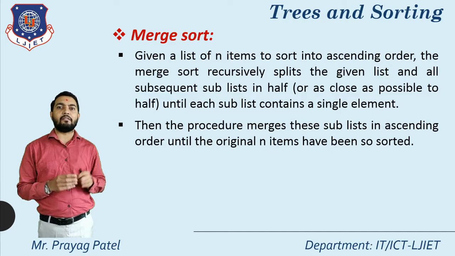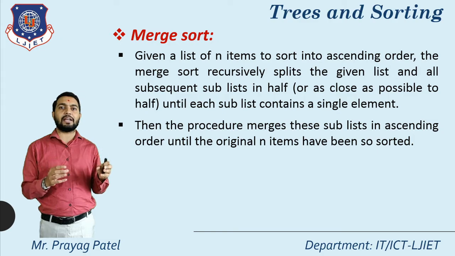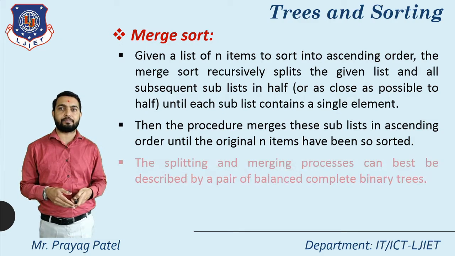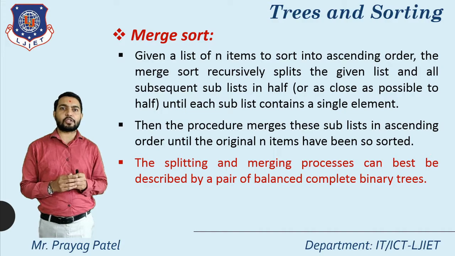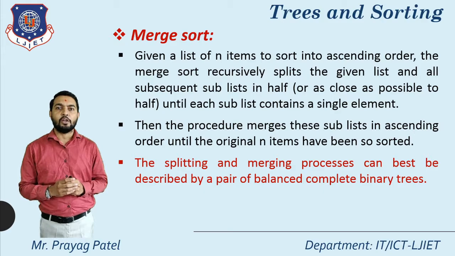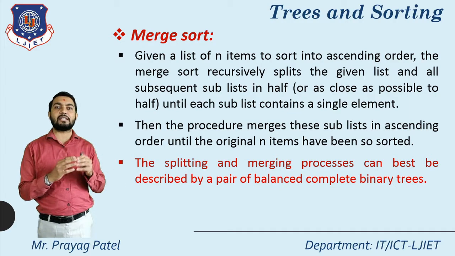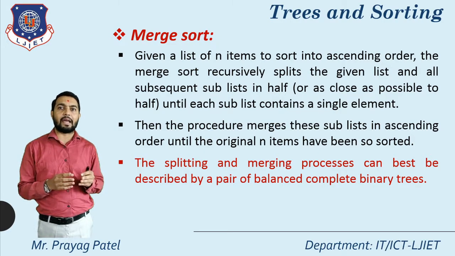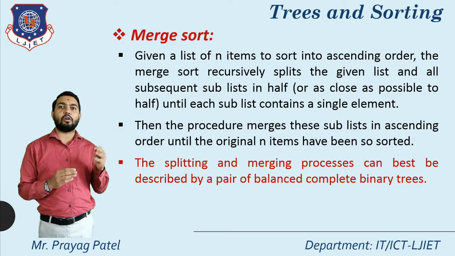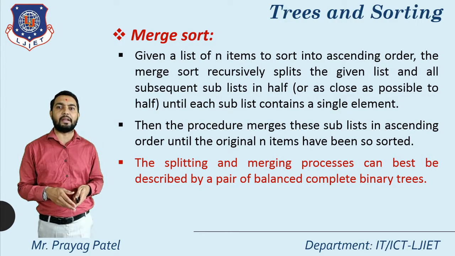So after dividing we combine the lists, meaning merge them, and the merging process produces a sorted, merged list. The splitting and merging process can best be described by a pair of balanced complete binary trees. So a complete balanced binary tree is used for the merge sort algorithm. Basically the tree is used for representing this division operation and merging operation. So the splitting or combining process can be represented using the balanced complete binary tree.